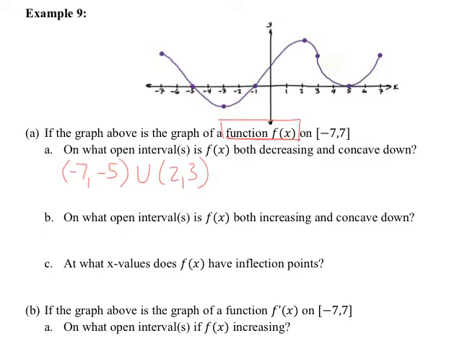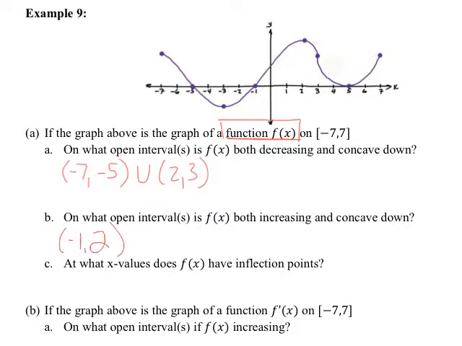Okay, part B. On what intervals is the function both increasing and concave down? So now we were looking for increasing portions. So this area from -3 to 2 is increasing, as well as 5 to 7. And we want the portion that is increasing and concave down. So this looks like increasing concave up and increasing concave down. So -1 to 2 is the area where we are increasing and concave down.